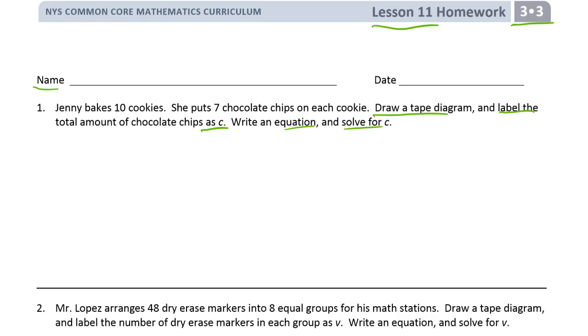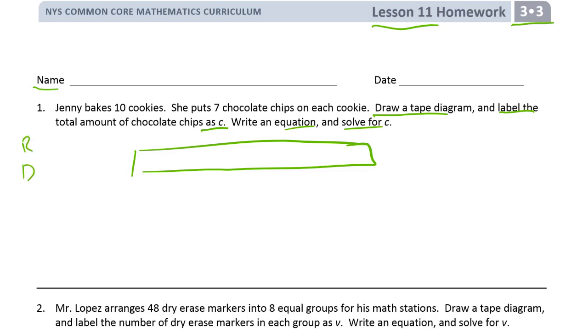So we need a tape diagram. She has 10 cookies. She puts 7 chocolate chips on each cookie, so the tape diagram is going to be 10 sevens. And you may be able to think you know what this is right off and solve it in your head and just write down an answer, but you have to practice reading, drawing tape diagrams, and writing equations and answer statements. Have to do that every word problem every day.